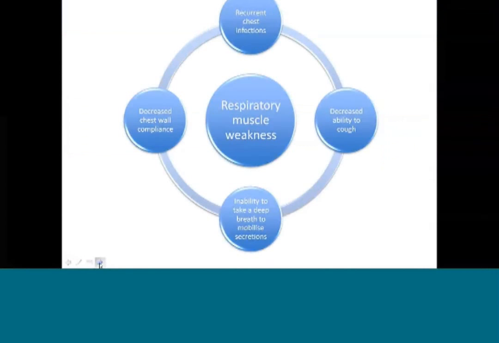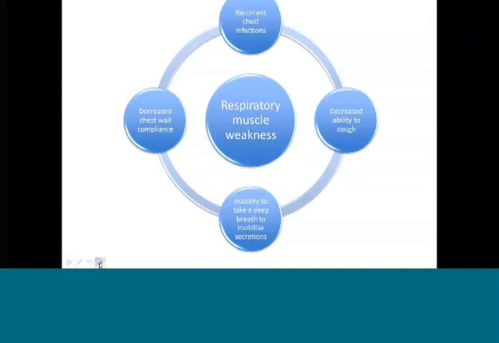Next slide, please. So if we look at the sequelae of respiratory muscle weakness, what you may find is that you have a decreased ability to cough, simply because your inspiratory muscles are weak, along with your expiratory muscles. As I've already alluded to, because of the respiratory muscle weakness, you may not be able to take a deep breath in, which means that you can't get behind the secretions to bring them higher up so that they can be coughed and cleared.